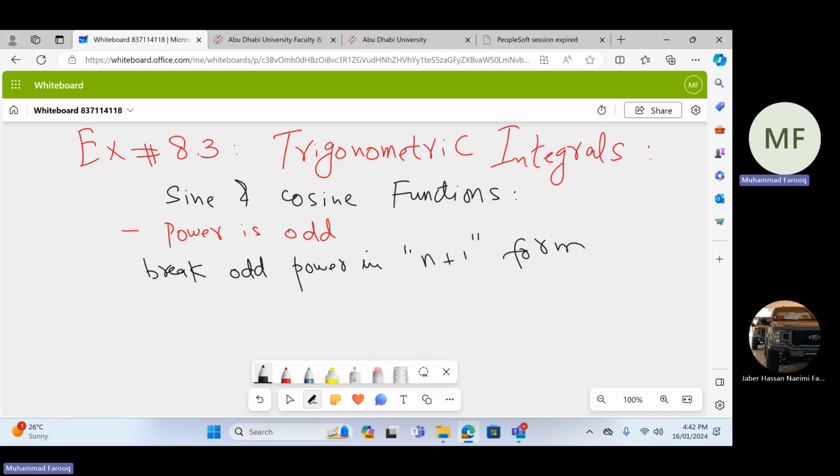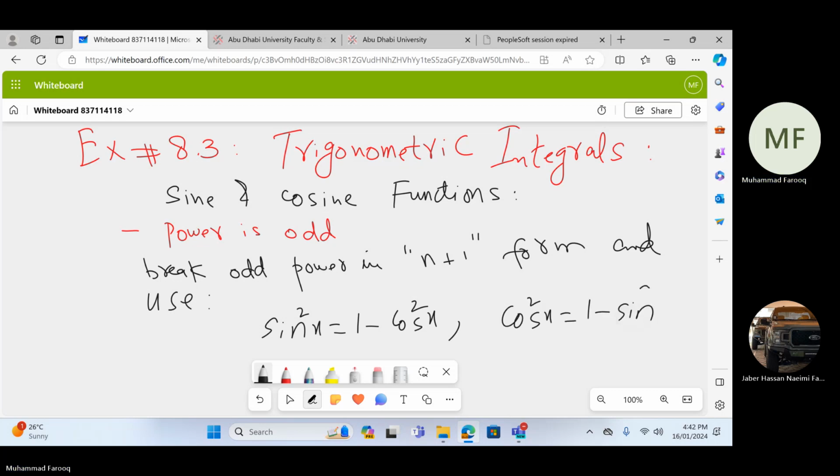If power is odd, step 1, you break the power in n plus 1 form and use this identity. Sine square x will be 1 minus cosine square x, and cosine square x will be 1 minus sine square x. So if your question is sine, use sine square as 1 minus cosine square. If your question is cosine, use cosine square as 1 minus sine square. You use this identity when the power is odd, for sine and cosine.